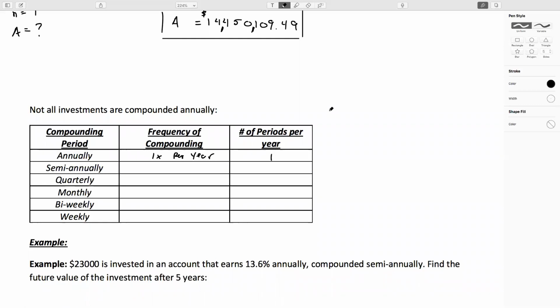Semi-annually, every 6 months. That's 2 compounding periods a year. And maybe I'll write n equals 1 and n equals 2. The quarterly means it's every 3 months.